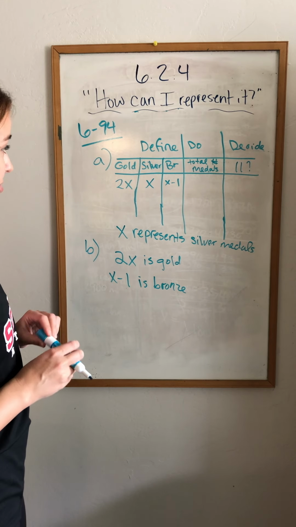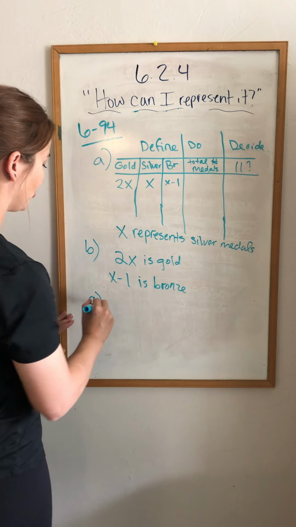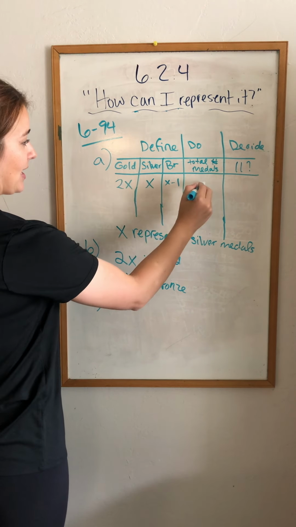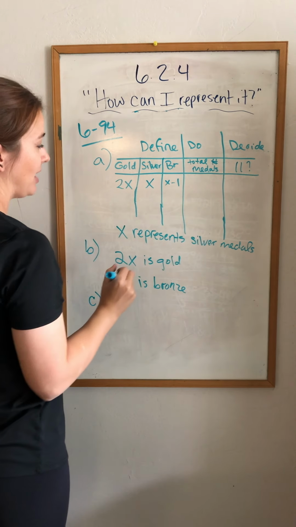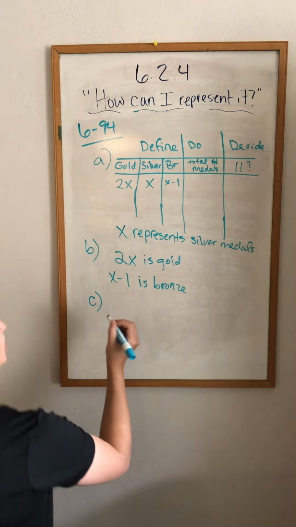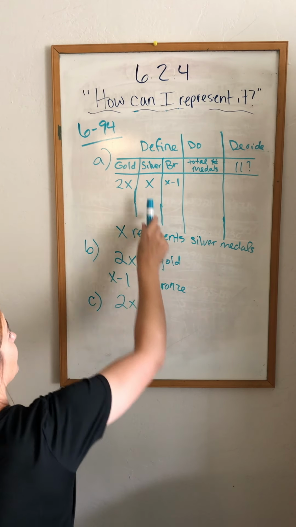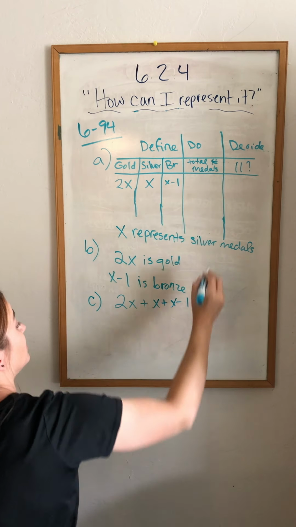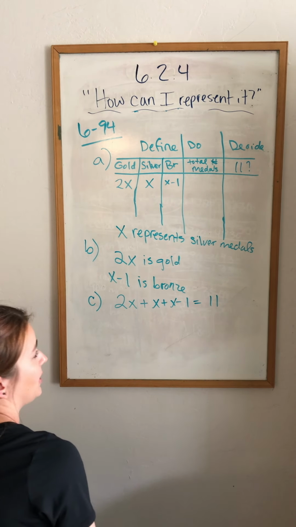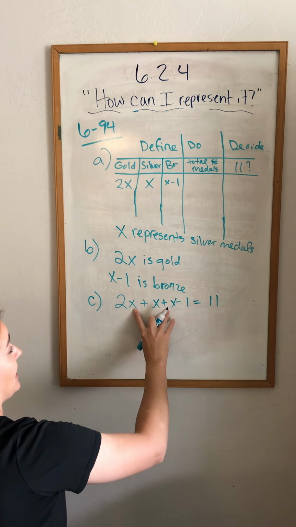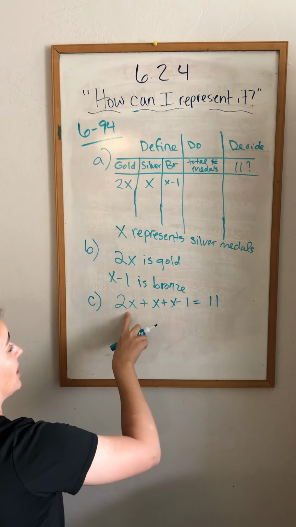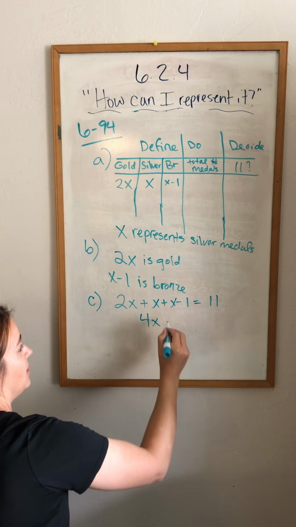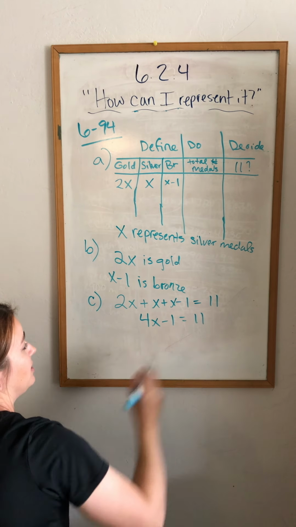Okay, so now it wants us to write our equation to find the total number of medals. So like we did with the lake problem, these need to all be added up together and set equal to 11. So I'm going to write those down here. I'm going to put 2x plus x minus 1 equals 11. So what we can do is we can combine like terms again. And I see x, a whole bunch of x's that can be added together. So 2x plus x gives us 4x. And then bring down the minus 1 equals 11.